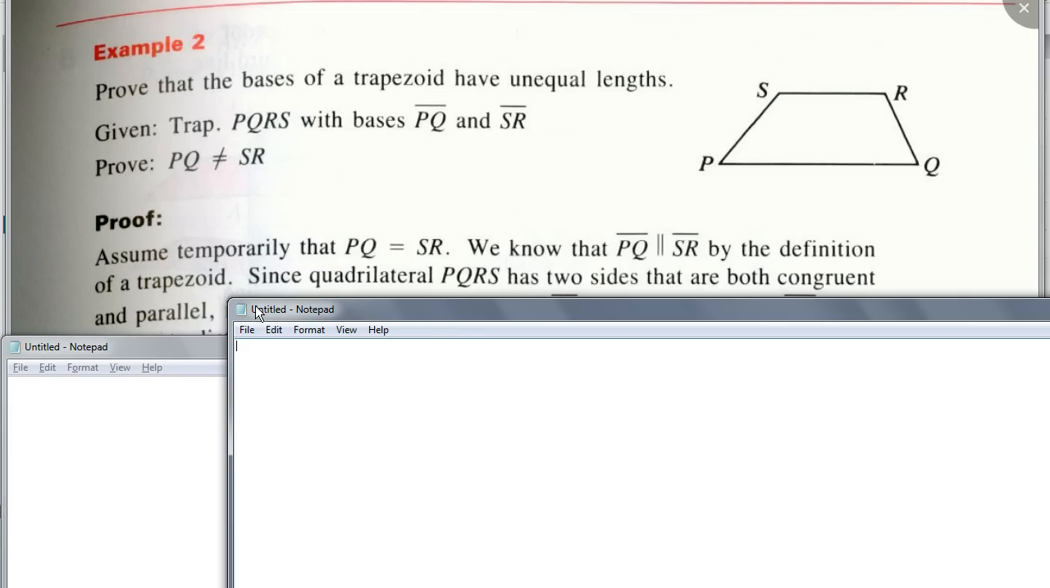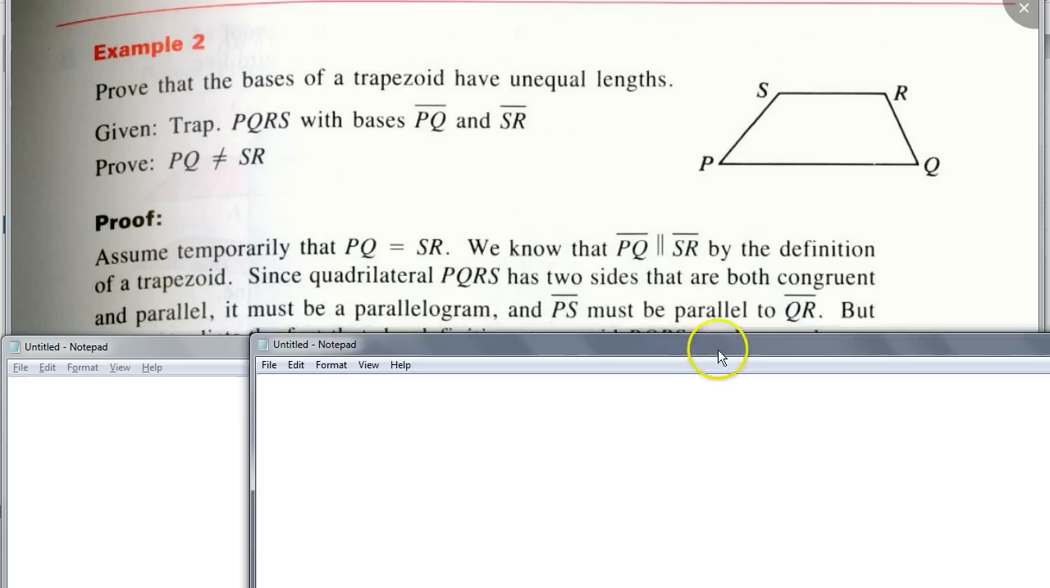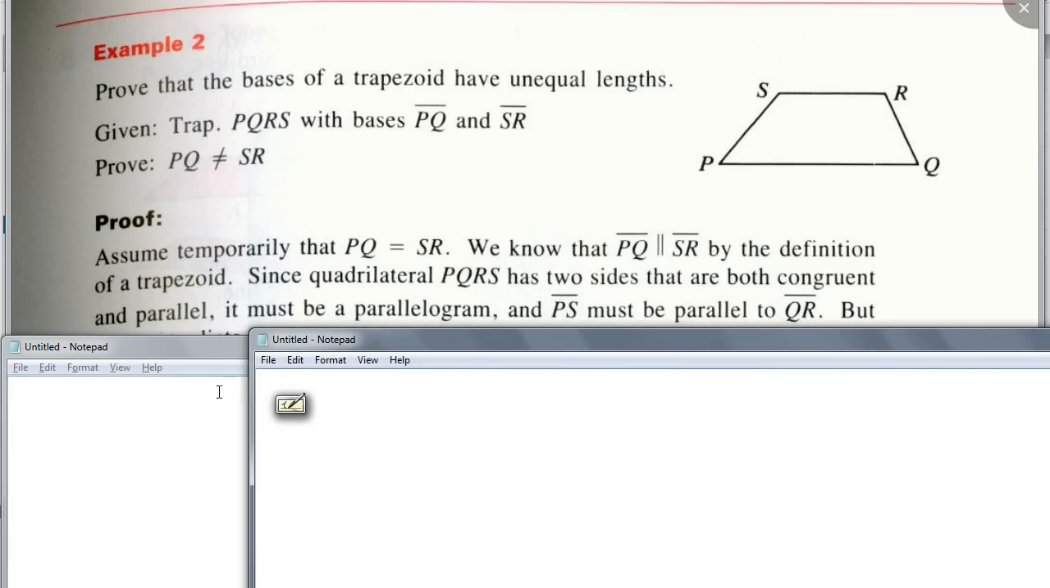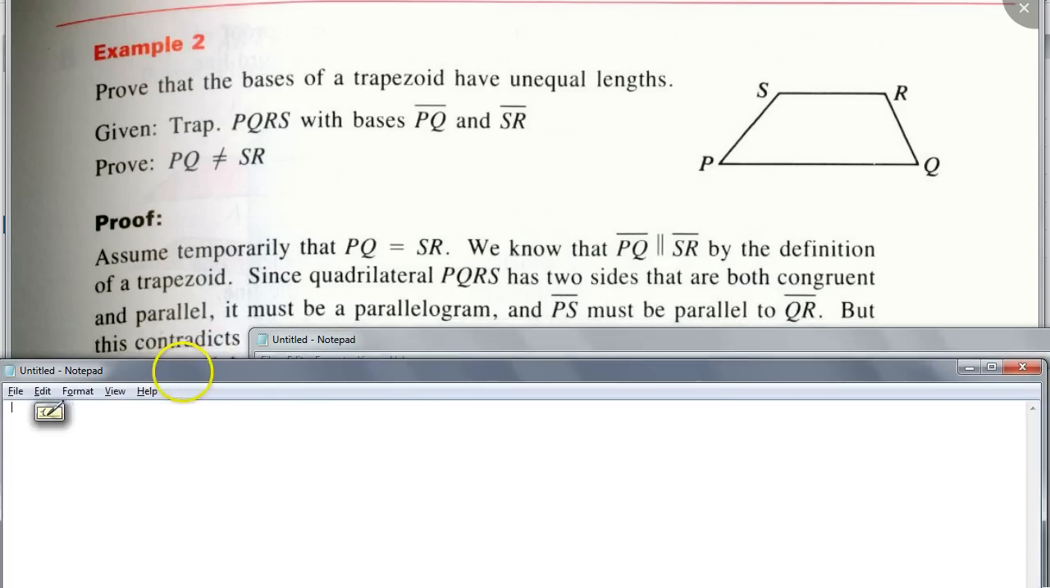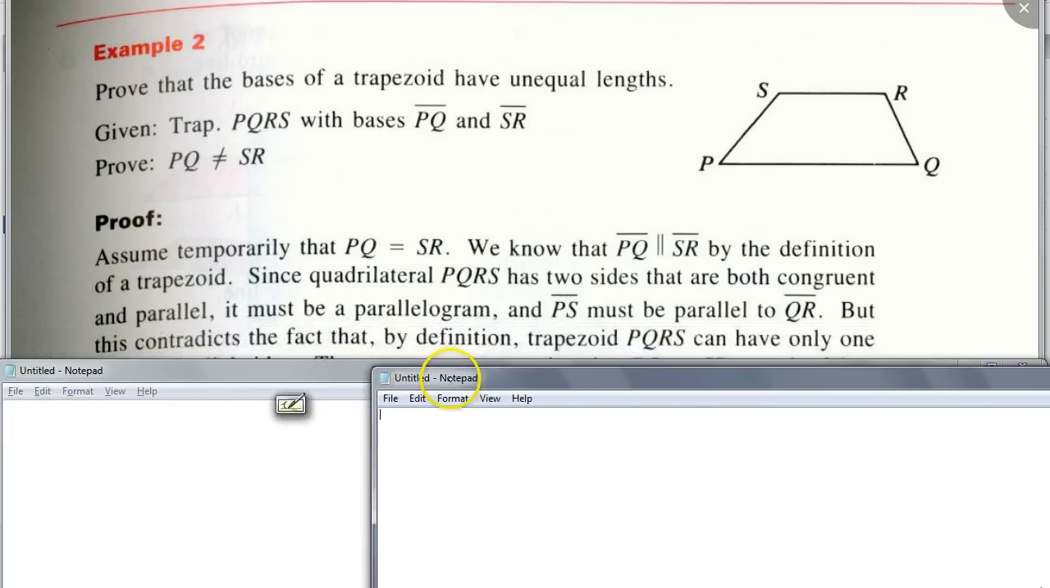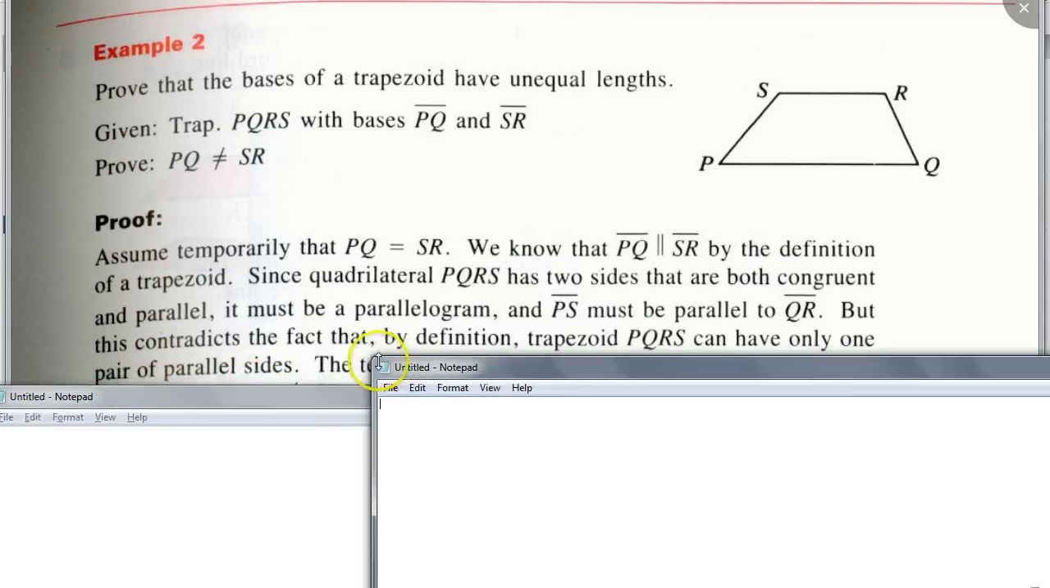Yeah, exactly. A trapezoid is not a parallelogram, right? Why? Because a trapezoid must have exactly one pair of parallel sides. So there is your contradiction. It must be a parallelogram, and PS must be parallel to QR. But what do we know? This contradicts that a trapezoid must have exactly one pair of parallel sides.